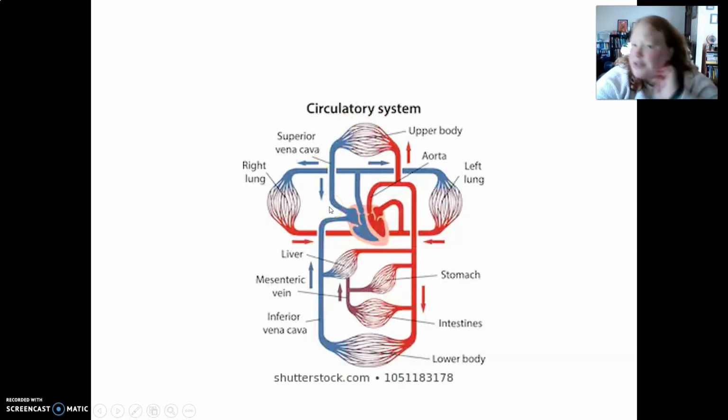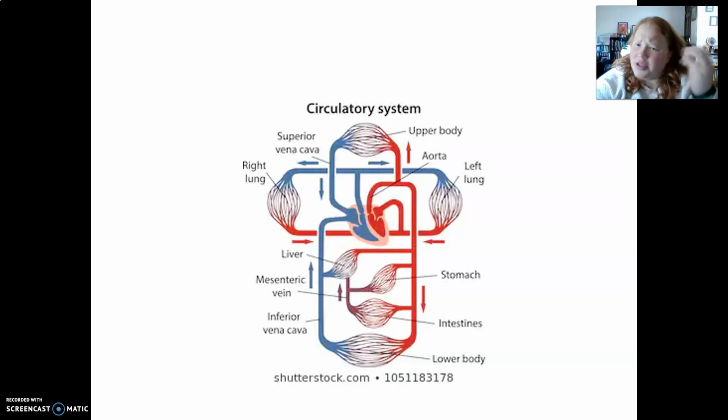Your blood is not actually blue in your veins. Deoxygenated blood will be a deeper red, but it won't be blue, okay? So oxygenated blood, bright red. Deoxygenated blood will be a deeper red. If you've ever given blood at a blood drive, that is deoxygenated blood because it comes from your veins.